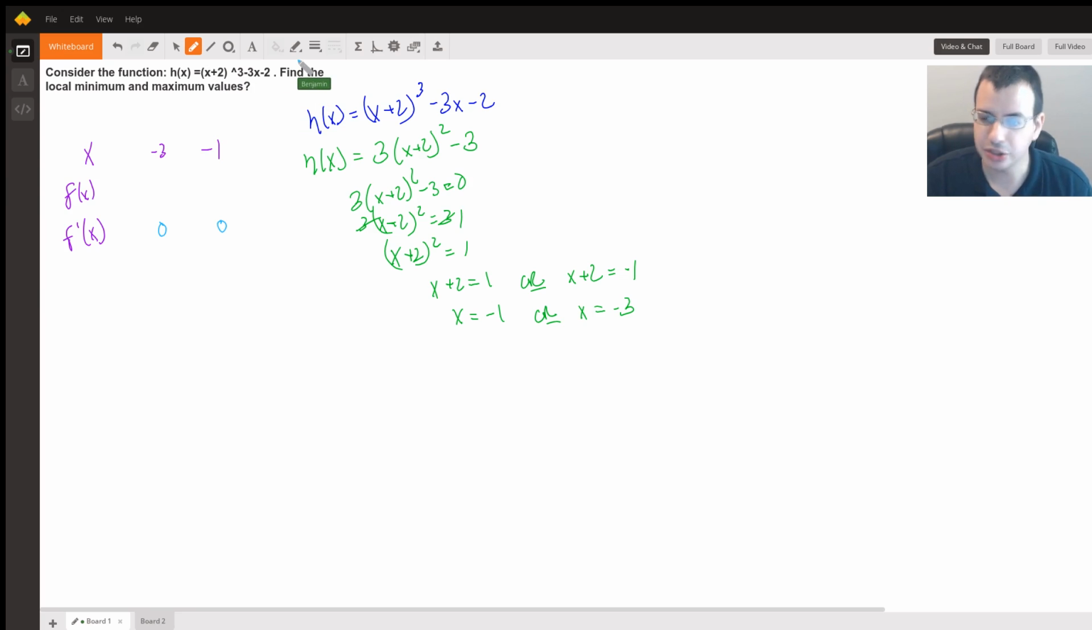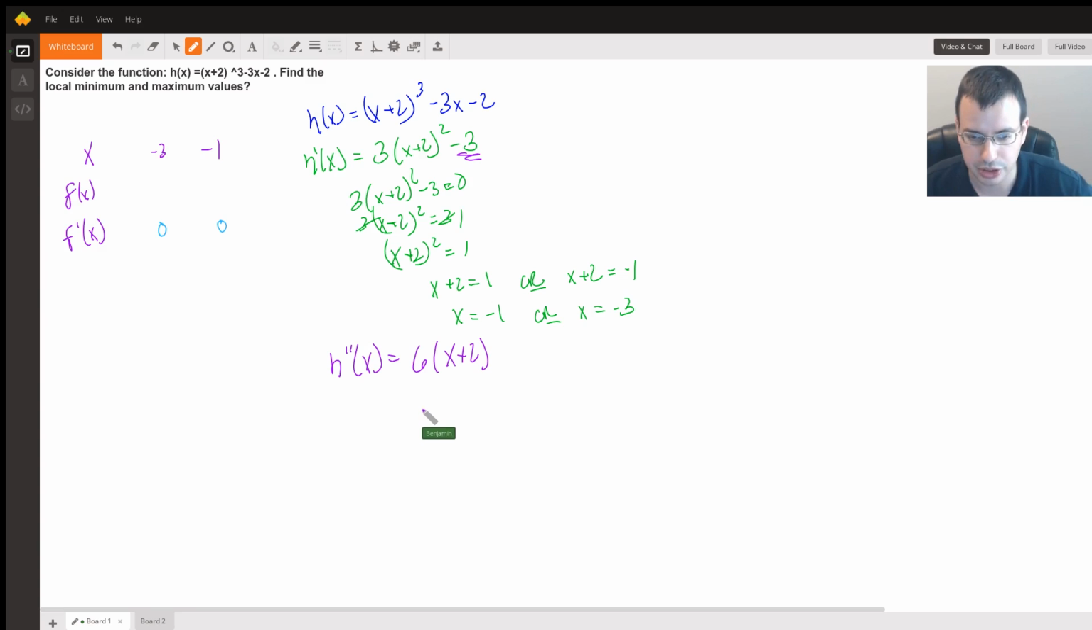And to do that, there are different ways we can do it. We could test between the points and find out if it's going up or down. Or we can take the second derivative, which is the option I'm going to choose. That's actually h prime there. So we'll do h double prime of x, the second derivative. The derivative of this will be 6 times (x plus 2), and the negative 3 goes away. We'll set this equal to 0.